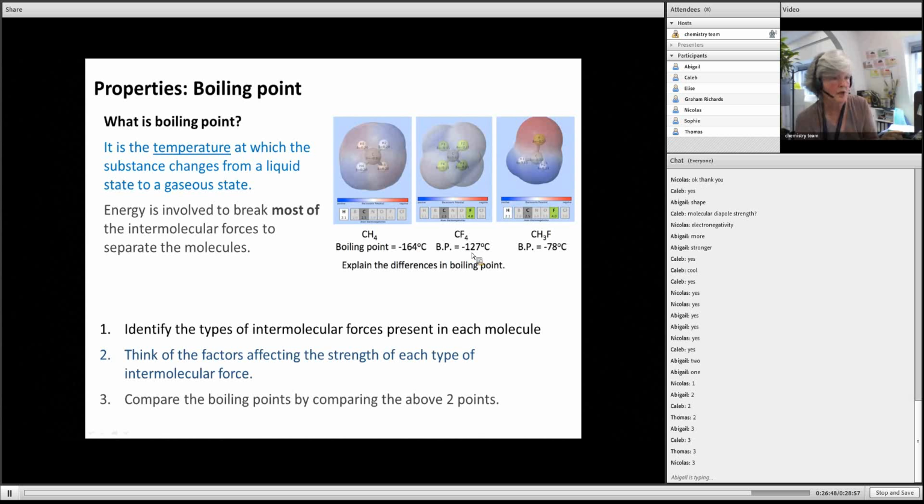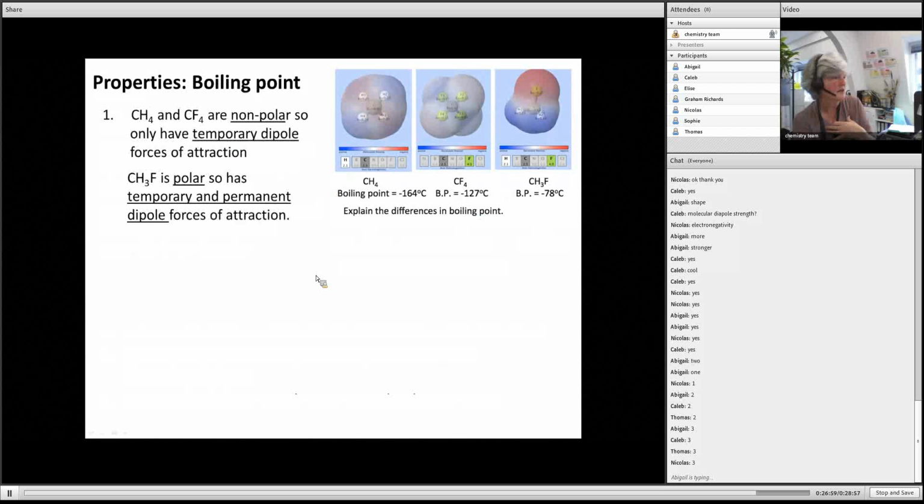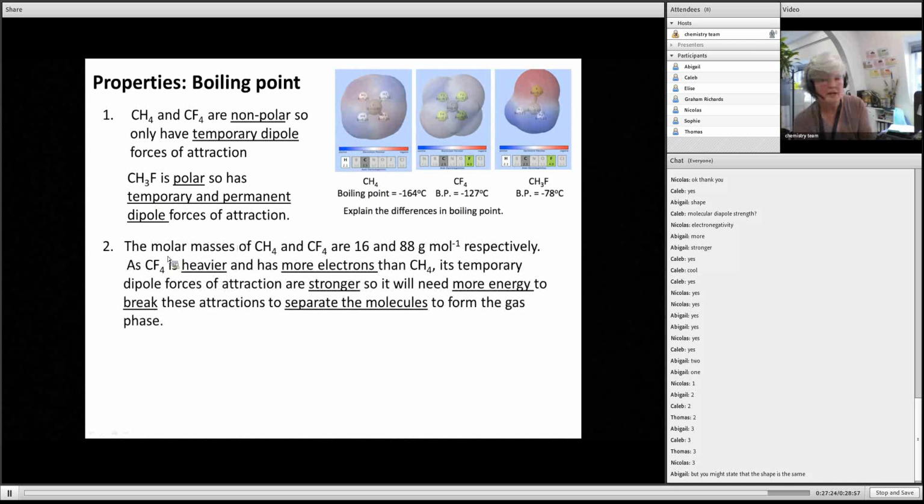You could talk about, oh no, you can't even compare in terms of the molecular dipole because you've only got one polar molecule. So I have got here an example of how you would, yes, you could state that the shape is the same, Abigail, right. So here's an exemplar answer. Okay, so you're saying that they're non-polar, so you're stating that they have temporary dipole. I'm pointing out that although this is polar, it still has temporary dipole force of attraction as well as the permanent dipole. And then I'm going into the factors.